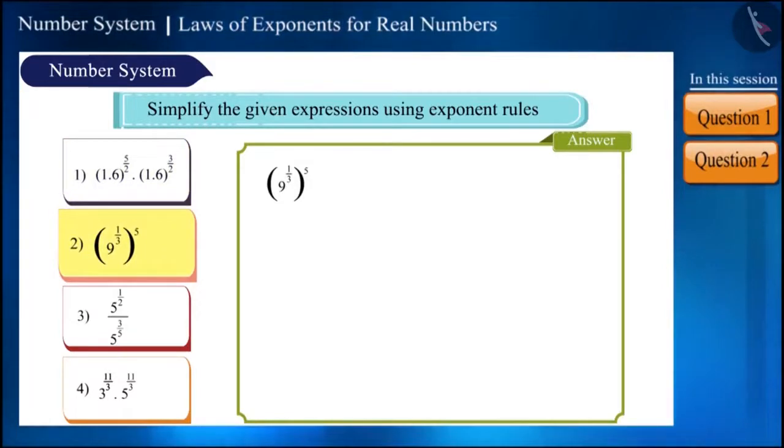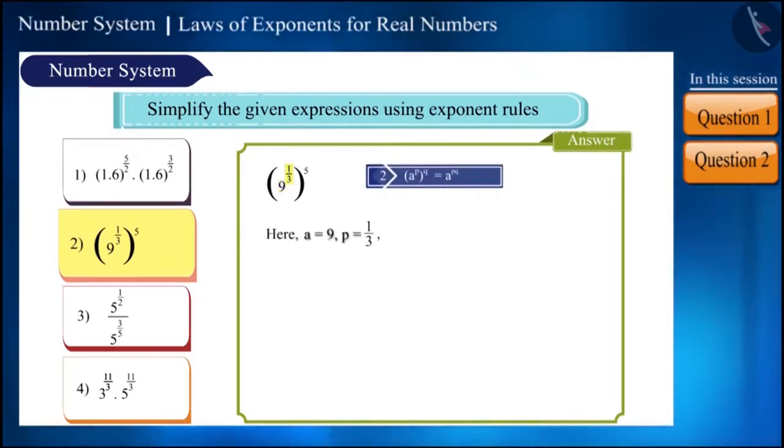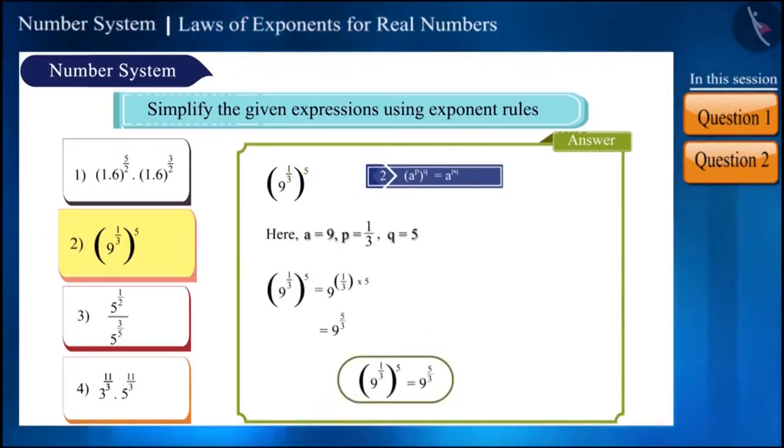Friends, the second number is quite easy to simplify. Here we'll use this exponential rule. a equals 9, p equals 1 by 3 and q equals 5. Now this will be something like 9 raised to the power of 5 by 3.